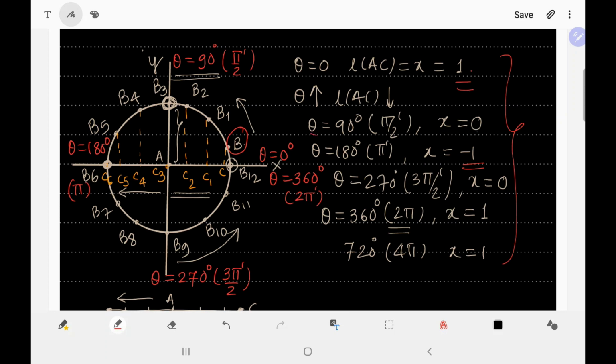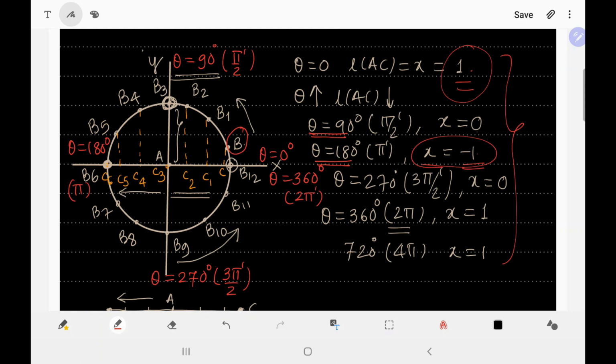It became 0 when theta was 90 degrees. It became -1 when theta was 180 degrees. It became again 1 when theta became 360 degrees. We also concluded that if we keep on moving point B beyond 360 degrees, the same cycle will be repeated. That means the maximum value cos theta can take is +1 and the minimum value cos theta can take is -1.